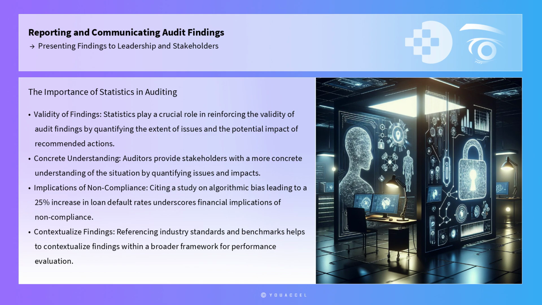Statistics play a crucial role in reinforcing the validity of audit findings. By quantifying the extent of issues and the potential impact of recommended actions, auditors can provide stakeholders with a more concrete understanding of the situation. For example, citing a study that found algorithmic bias can lead to a 25% increase in loan default rates can underscore the financial implications of non-compliance. Additionally, referencing industry standards and benchmarks helps to contextualize findings within a broader framework, allowing stakeholders to gauge the organization's performance relative to its peers.